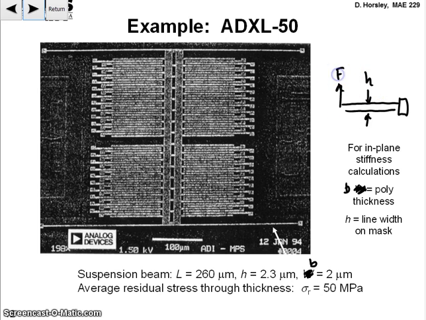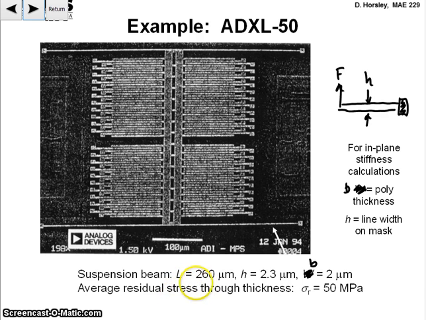Right, so here's the force that's applied to this beam. So the H is the line width on the mask, and the B, the z-axis dimension, is the thickness of the polysilicon. And so for these suspension beams, what we're going to do is we're going to treat them.